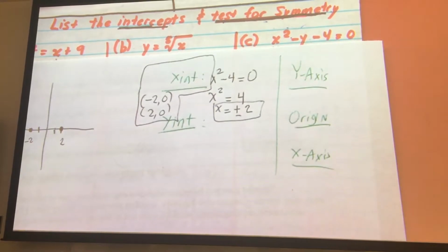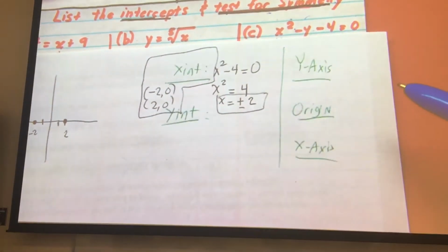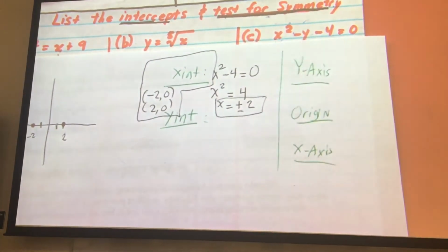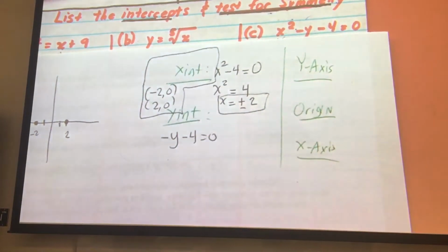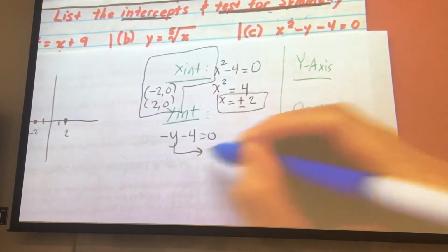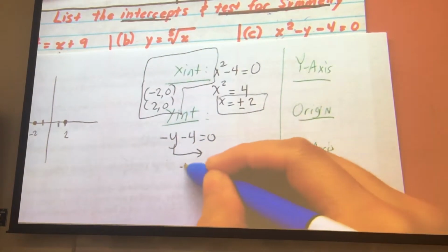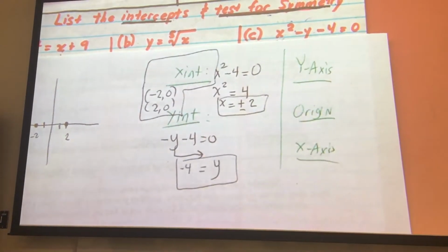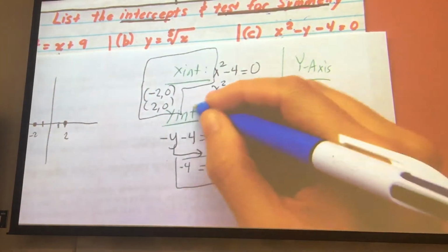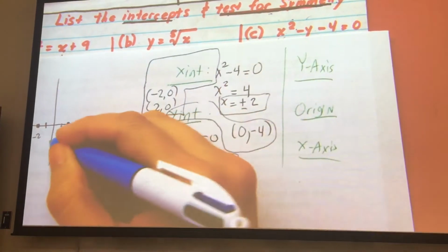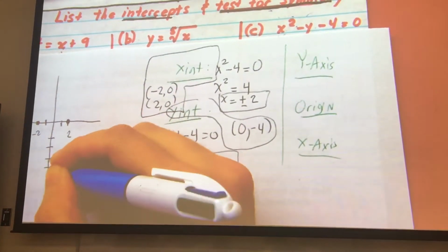For my y-intercept, I would let x equal 0. Letting x be 0, 0 squared goes away. We just have negative y minus 4 equals 0. But moving y to the other side, as a positive y, we would have y equals negative 4, wouldn't we? So the y-intercept is just (0, -4). In other words, down here.